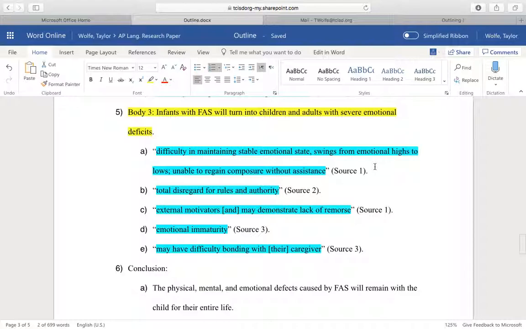As far as the ordering goes for this one, again, I would say that probably emotional immaturity would be the least severe side effect that this person would have. Total disregard for rules and authority might be lower. This seems like a middle ground. This one too. Okay, so does it meet the requirements? Yes. Could it be reordered before you start writing your rough draft? Yes. Okay. Just think about the ordering and sequencing that makes sense to you.